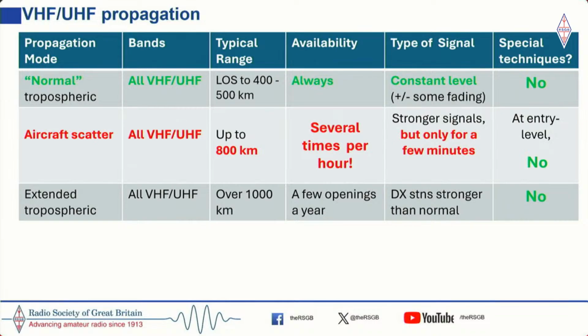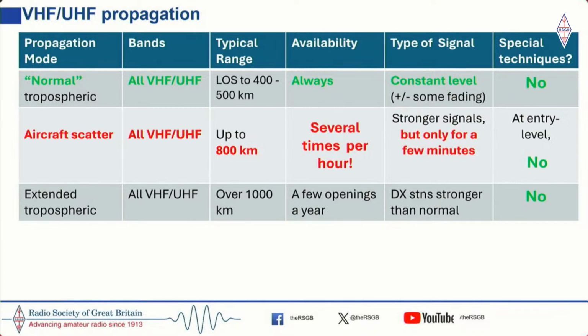The other interesting feature of aircraft scatter is it's available several times an hour. Often more than one route opens up at the same time, and that's where things can get a bit confusing if you don't have a bit of background information. And the defining feature is that you get stronger signals, but only for a few minutes, because then the aircraft that's providing this reflection flies away on its way, and the path drops out again.